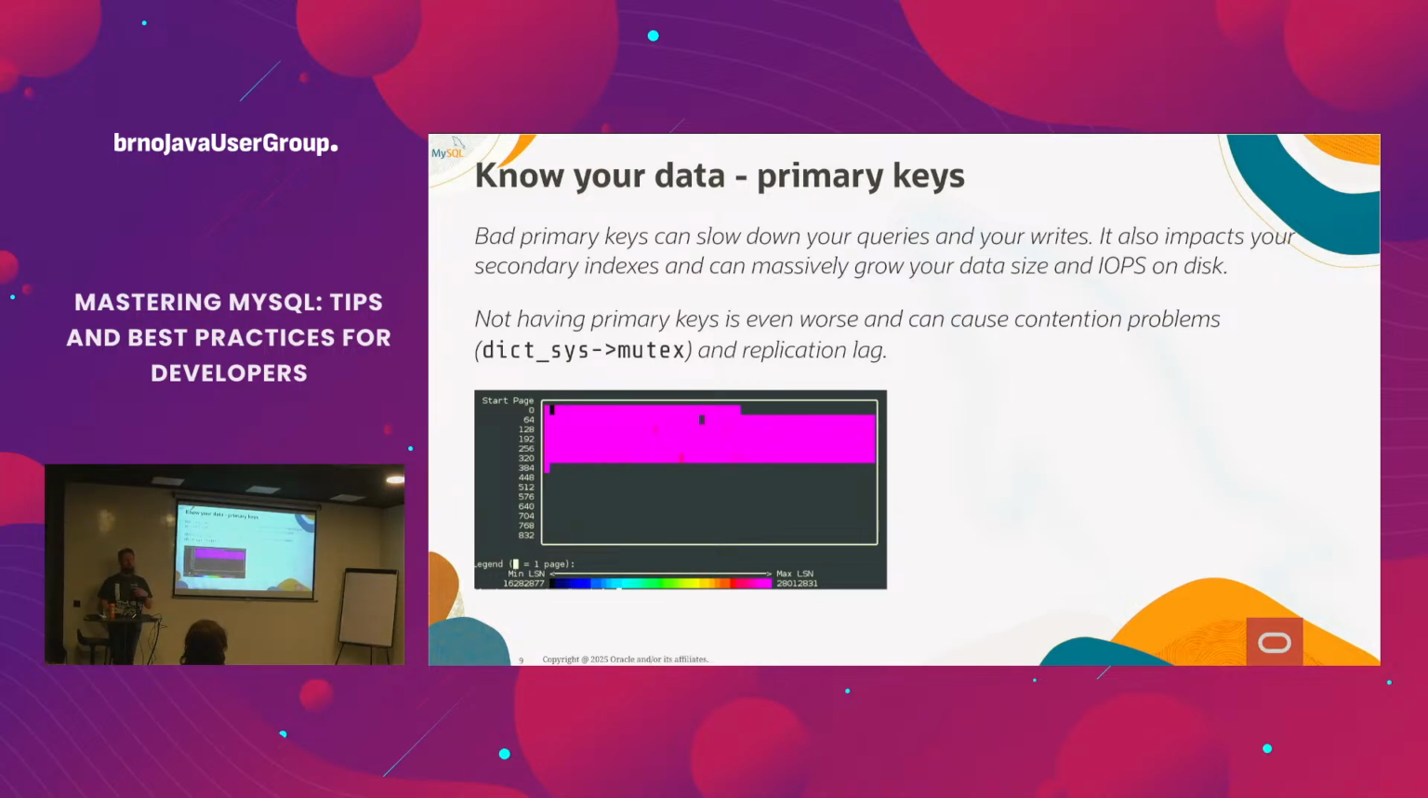Then, if you have a primary key, but the primary key is not good, what does it mean, a good primary key? A good primary key means short and sequential. That's the meaning of a good primary key for me in InnoDB.